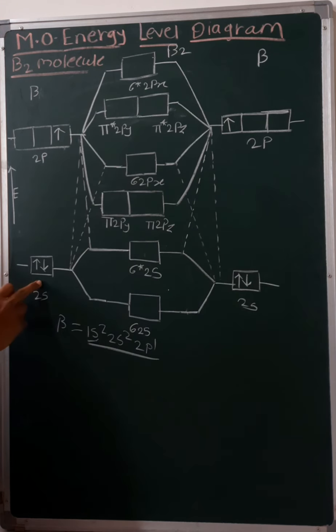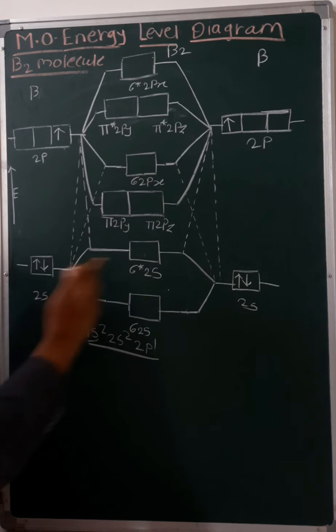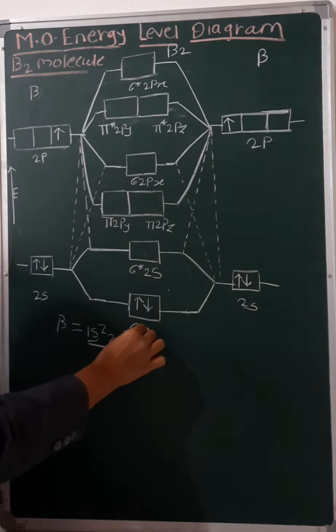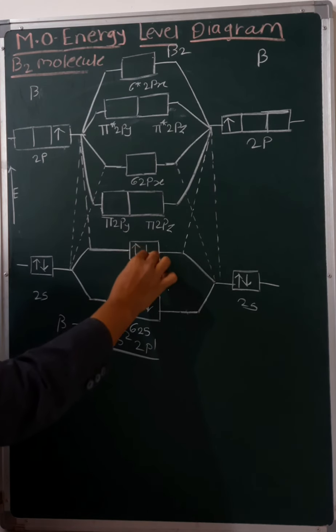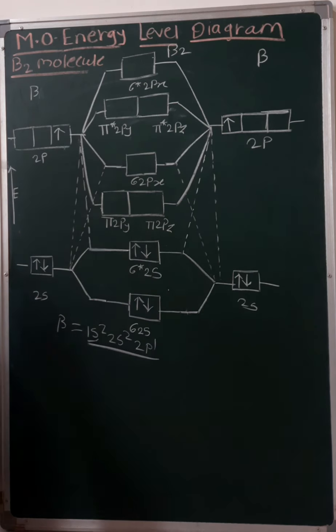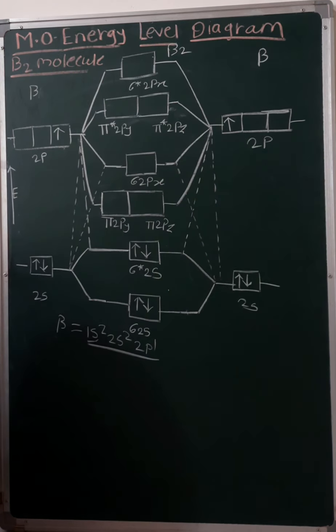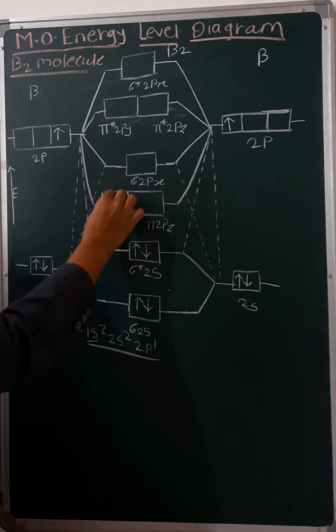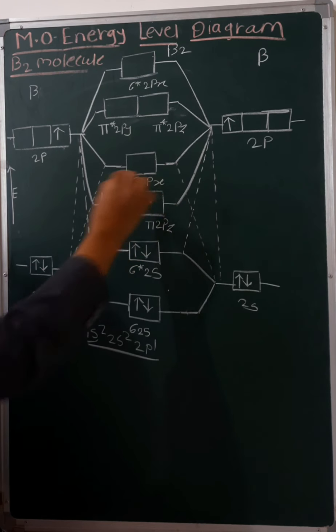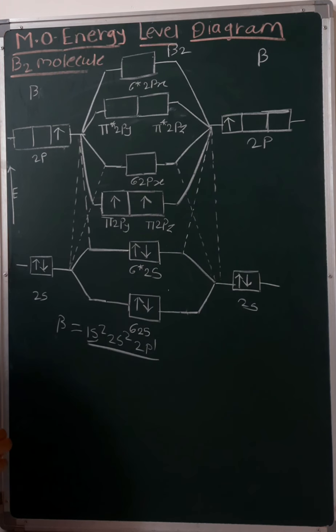The 2s orbitals, both are filled. Firstly, electrons go to the bonding molecular orbital, then 2 electrons go to the antibonding molecular orbital. Then in the 2p orbitals, there are a total of 2 electrons present. The first electron goes to the pi 2py orbital and the second electron goes to the pi 2pz orbital.